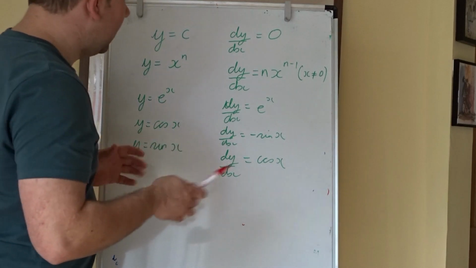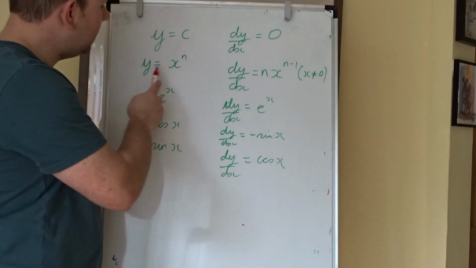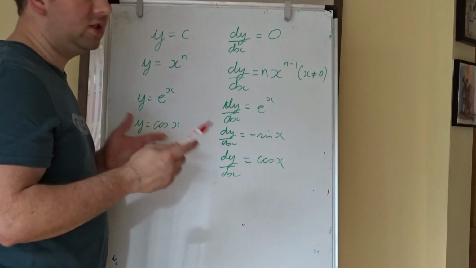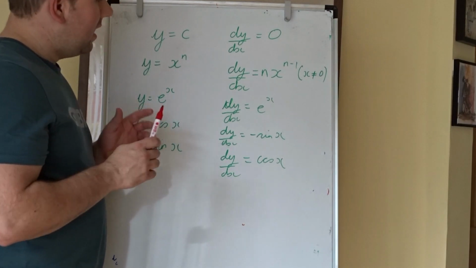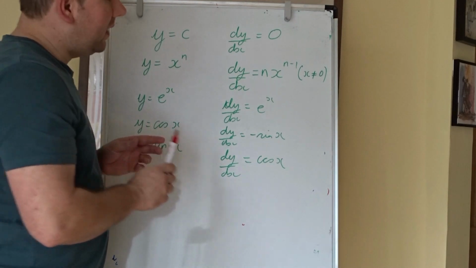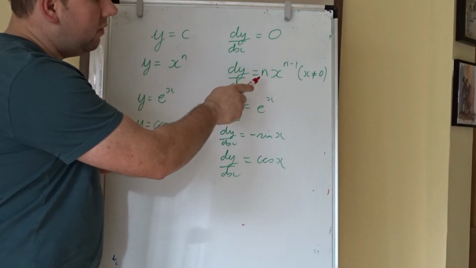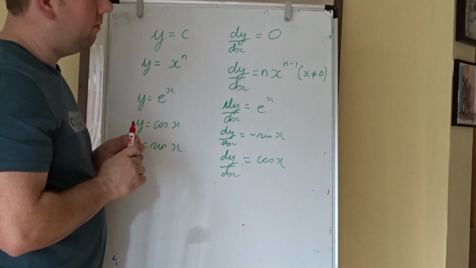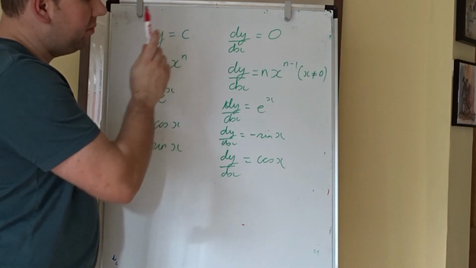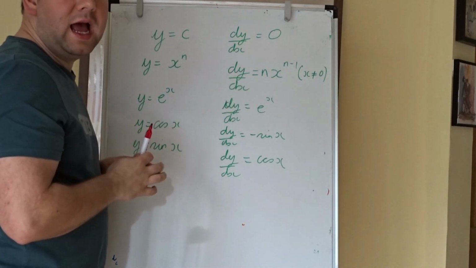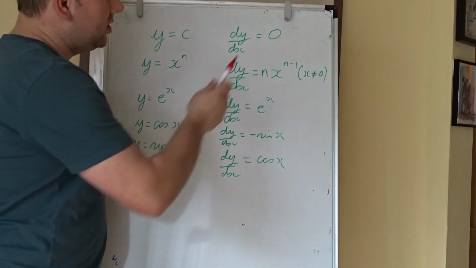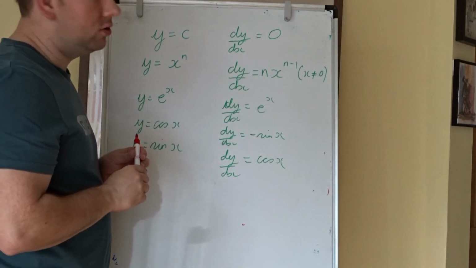The next one that you have to know is y equals x to the n. So this could be something like x squared, x to the 4, in which case dy by dx is equal to n x to the n minus 1. So you take the power, you put it in front of the x, and then you reduce the power by 1, and that's the differential of it.